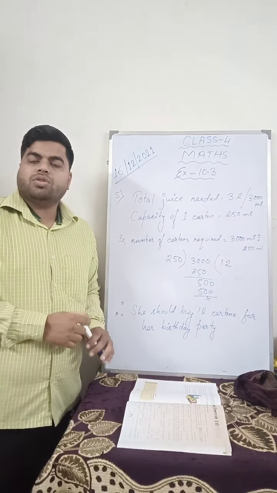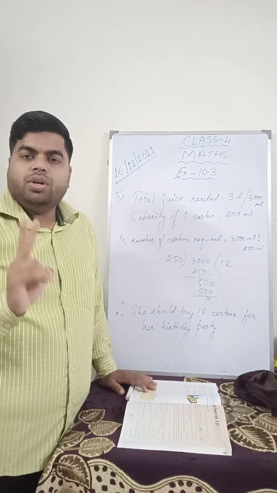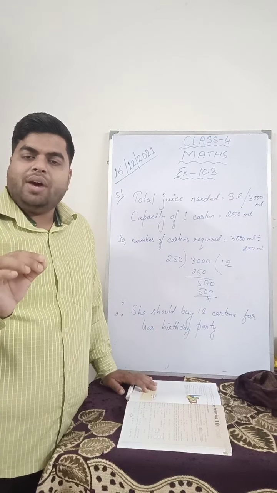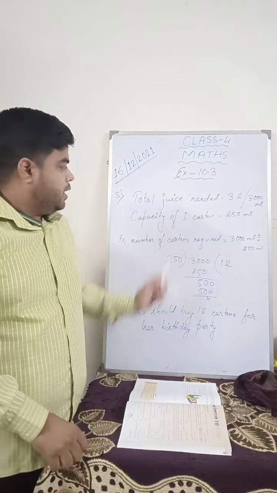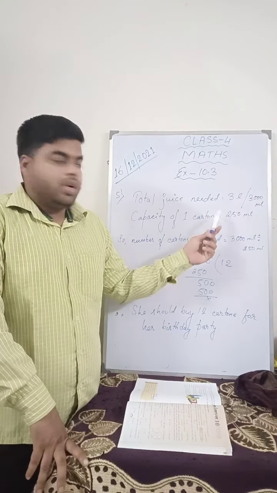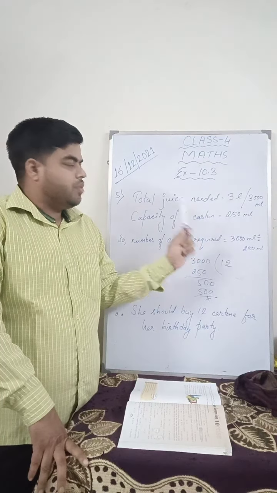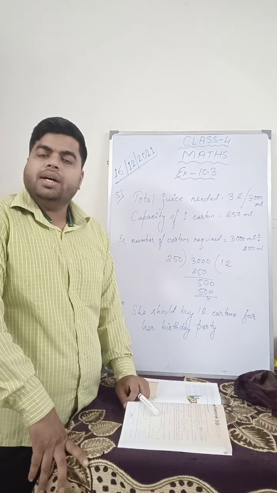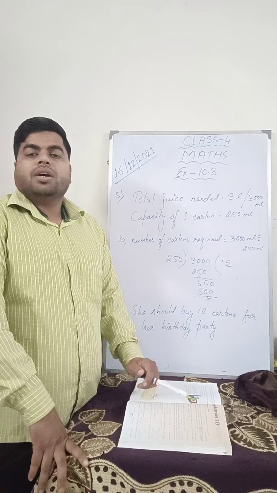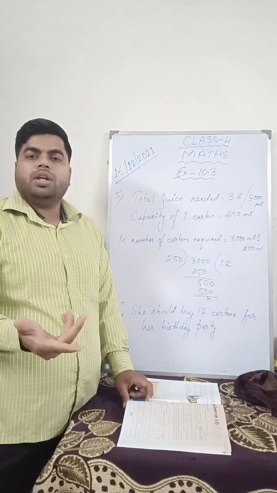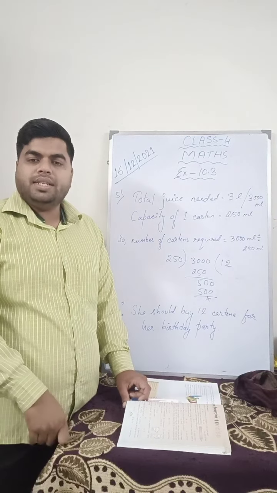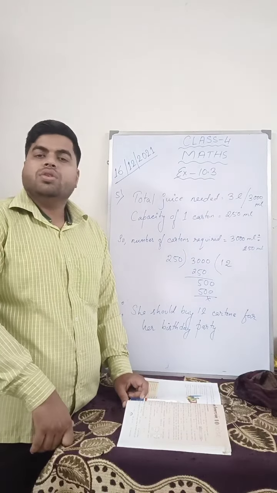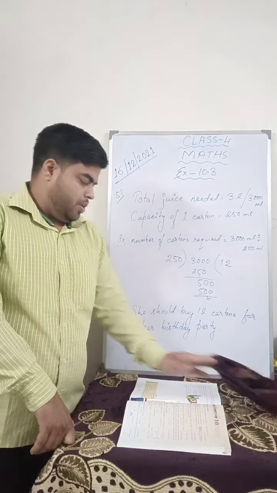So I hope all of you have understood. Whenever they give you two different units of measurement, you have to convert into any one. In this case also, if you convert the capacity of one carton, this milliliter into liter, then also you will get the same answer. But converting the bigger unit to the smaller unit will make it easier for you to solve the sum. Please copy this.